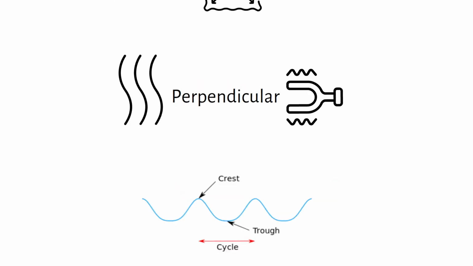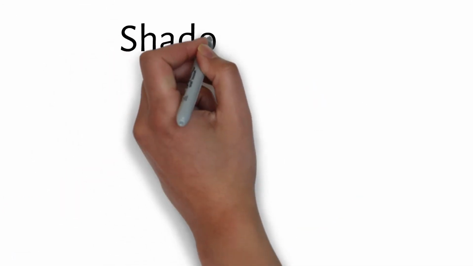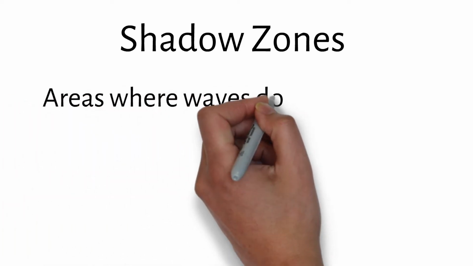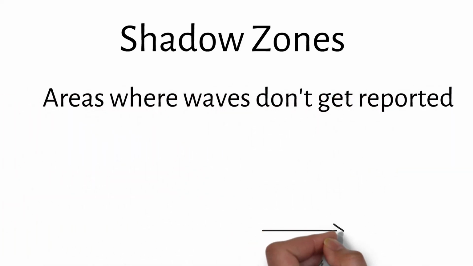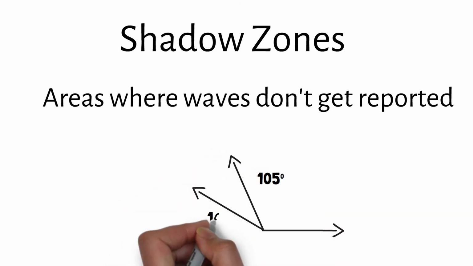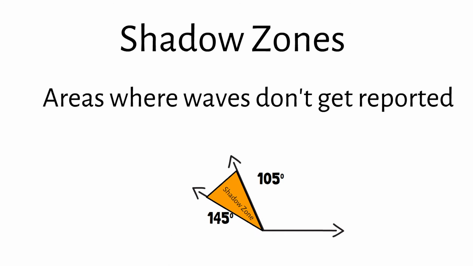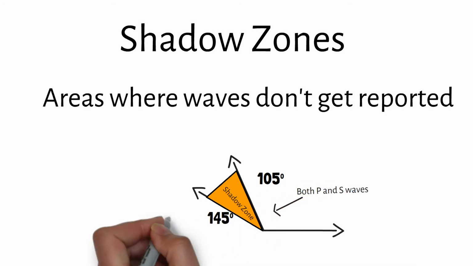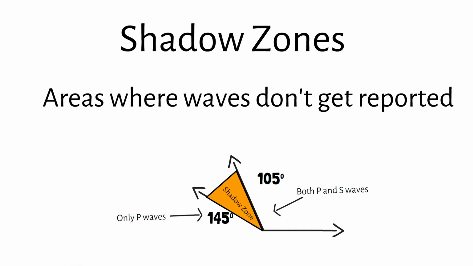What are shadow zones with respect to earthquake waves? These are areas where waves don't get reported. The area between 105 degree and 145 degree from the epicenter is identified as a shadow zone. When it's less than 105 degree, both waves are available, and after 145 degree, only P becomes available.